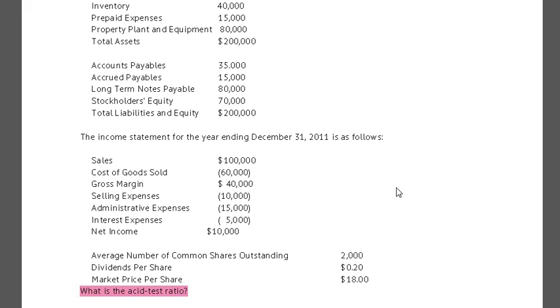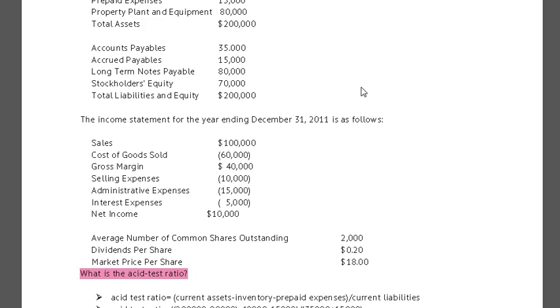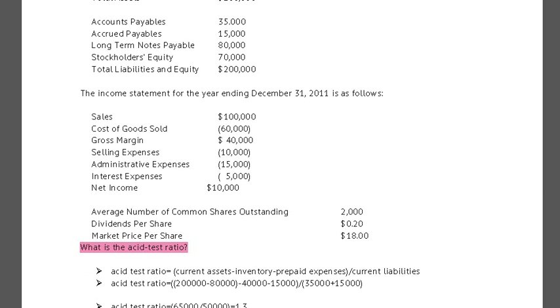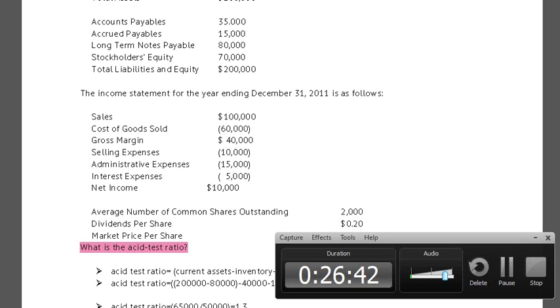Your current liabilities are going to be your accounts payable and accrued payables. Okay, so when you get those numbers, we have $65,000 as our top number divided by $50,000 gives us 1.3 for our acid test ratio.